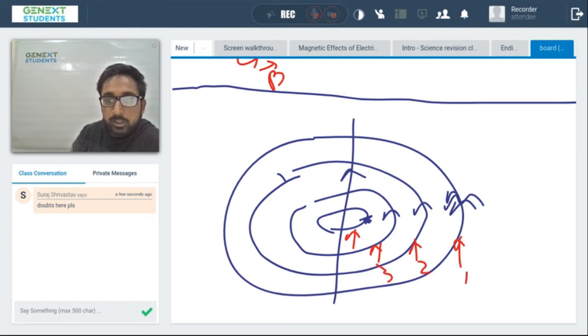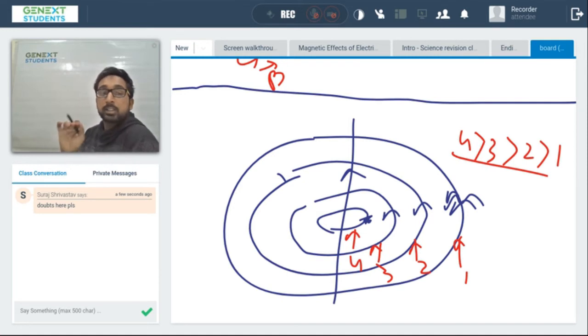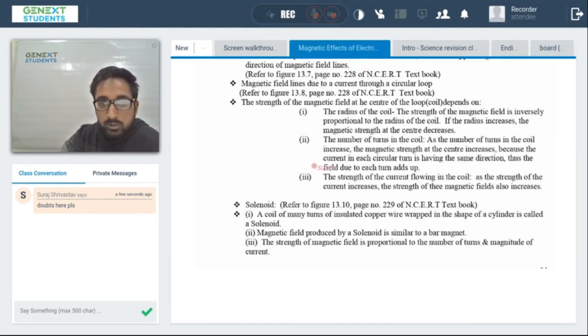This is 1, this is 2, this is 3, this is 4. The magnetic field in 4 is the largest as compared to 3, as compared to 2, as compared to 1. So as you move away from the center, or away from this current carrying conductor or any circular loop, exactly the same is happening. As you move away, it gets weakened. That is what it is trying to tell you.